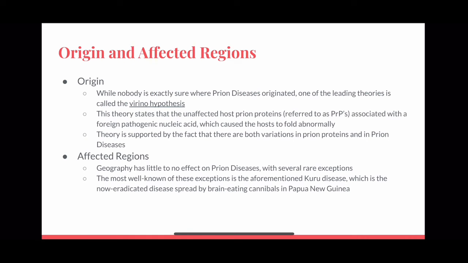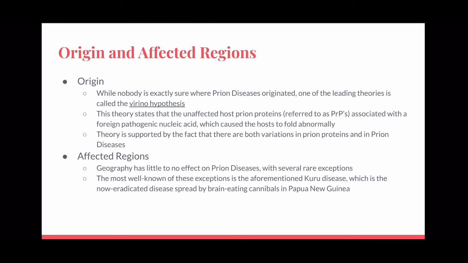So, origin in affected regions. We're not exactly positive where prion diseases originated from, but one of the leading theories is called the Virino hypothesis. This theory basically states that the unaffected host prion proteins, referred to as PrPs, associated with a foreign pathogenic nucleic acid, which causes the hosts to fold abnormally.